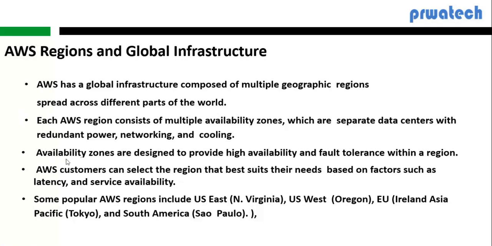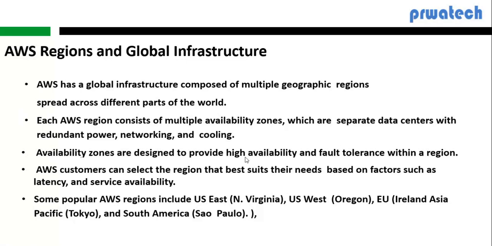And the third point is availability zones are designed to provide high availability and fault tolerance within a region. Why do they have different availability zones? I have told you in each region you will have a minimum of 3 availability zones and maximum 6. What it means is, for example, if you're deploying any application in any region, for example, you are taking Mumbai, you are deploying your application on the Mumbai region.